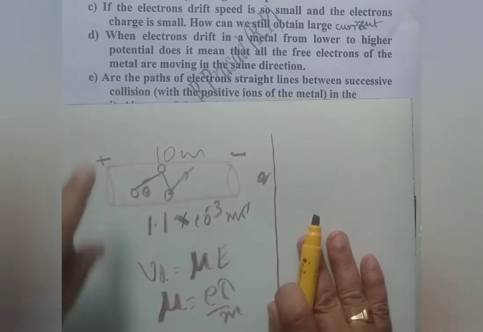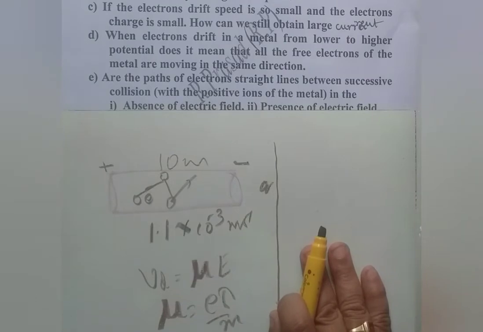With this, we go for part C. If the electron drift speed is so small and the electron's charge is small, how can we still obtain a large current? This question can be answered like this. In any conductor, there is a large quantity of free electrons, for example in copper, 10 raised to 28 per meter cube. Because of that large number of free electrons, even though the drift speed is small, we can get a large current.